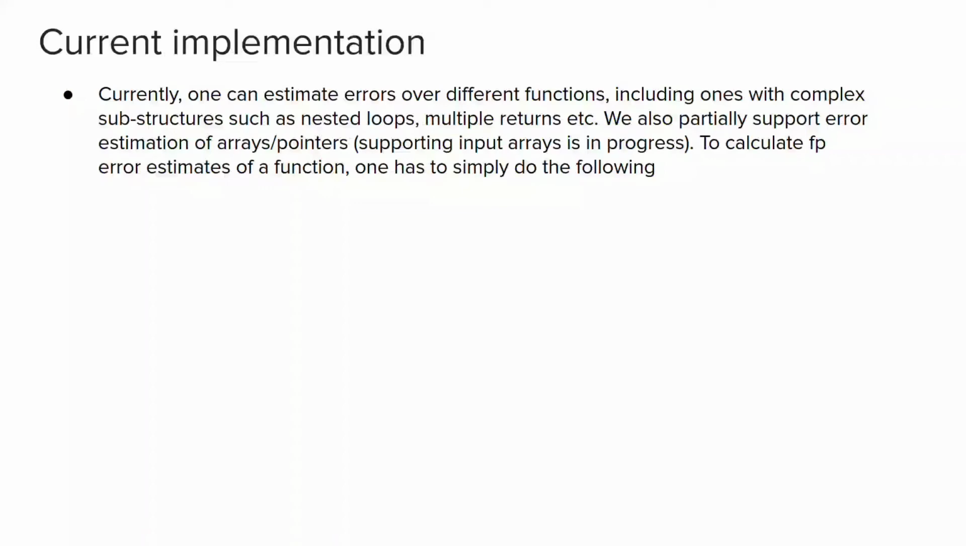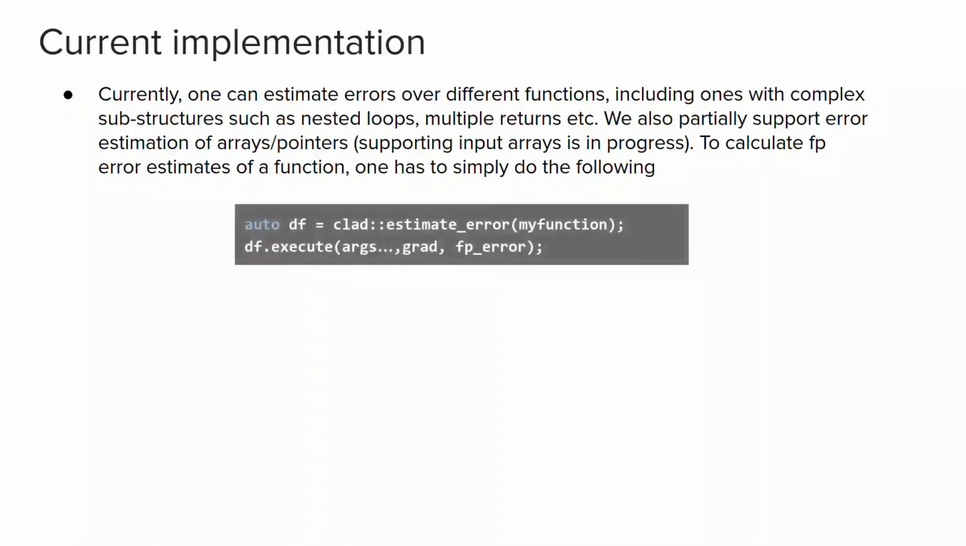To calculate the floating point error estimates of a function, one has to simply do the following. Suppose you have your function, myFunction, whose error estimate you want to calculate. You just call estimate error on it, and at the end you execute it. By the end of this code snippet, FP error will contain the floating point error of your function.